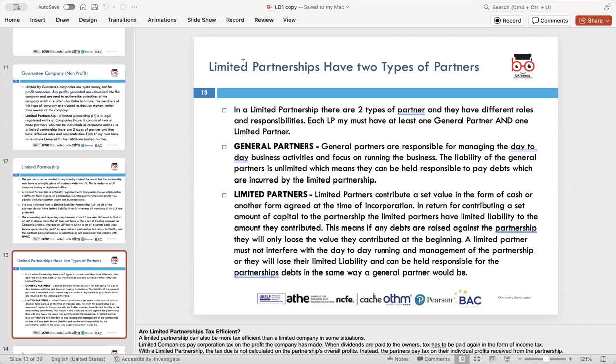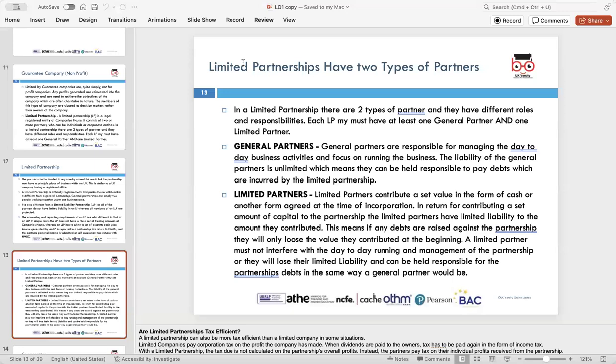In case of limited partners, they make a contribution of a predetermined value, which may be in the form of cash or another form that is agreed upon throughout the incorporation process. The limited partners are granted limited liability up to the amount of capital that they have contributed to the partnership in exchange for making a predetermined contribution. In the event of any debts being placed against the partnership, they will only lose the value that they contributed at the commencement of the partnership.